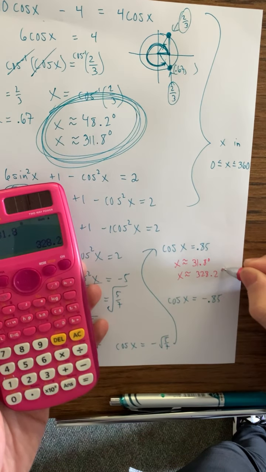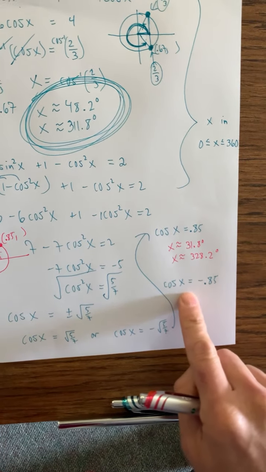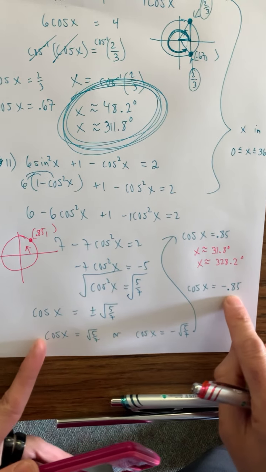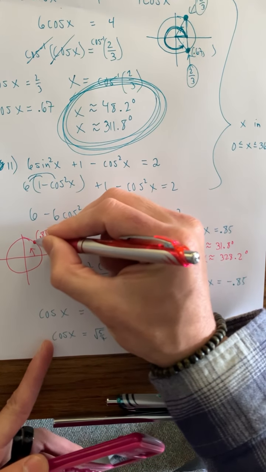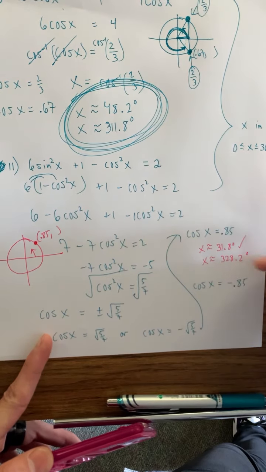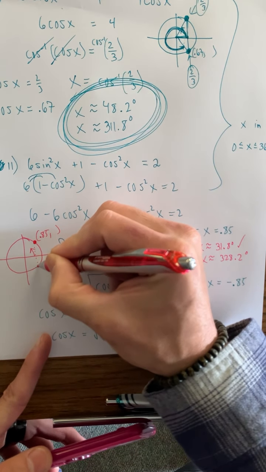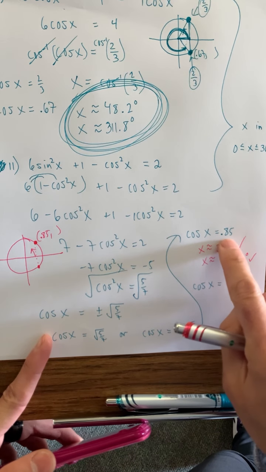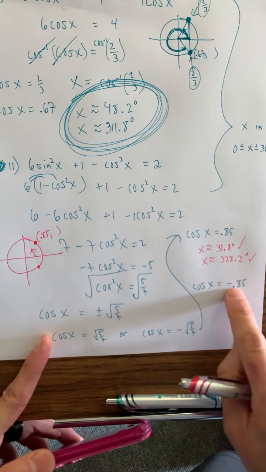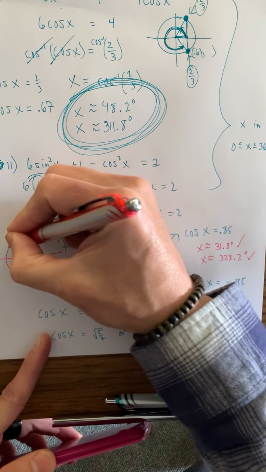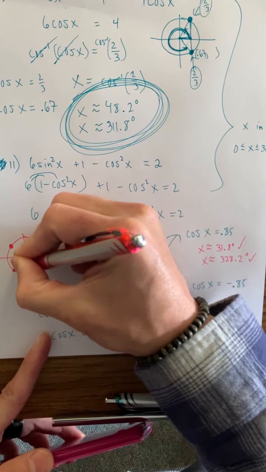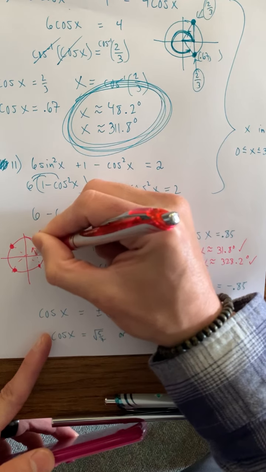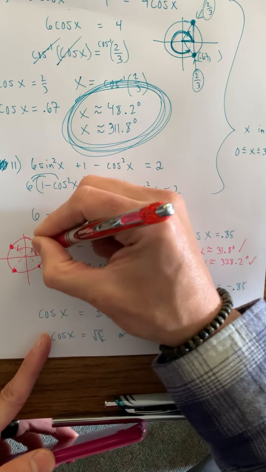Now, these two answers came from this equation. What about this equation? This one, you want cosine, the x-coordinate, to be negative that much. So this point here goes with this answer, and the one directly beneath it goes with this answer. But now I want the same number, 0.85, but negative, which means I want this one and I want that one. So how much is this angle here? How much is that one there?